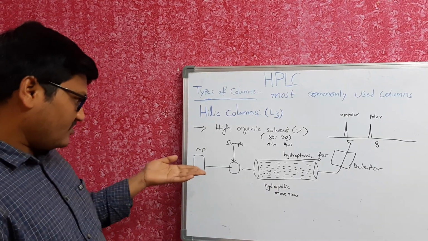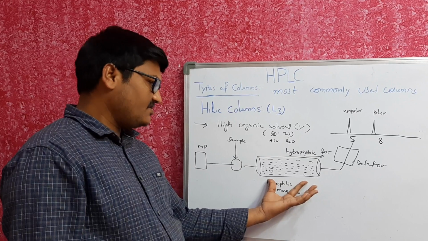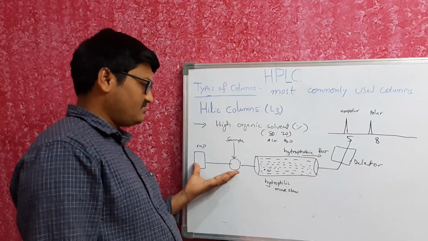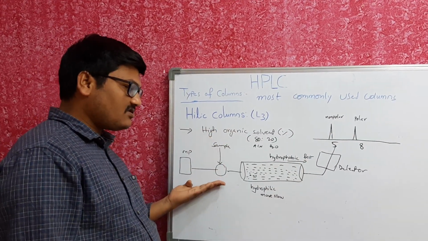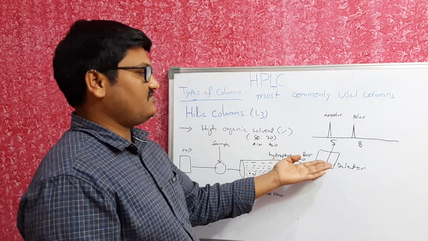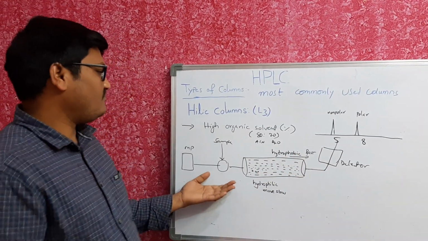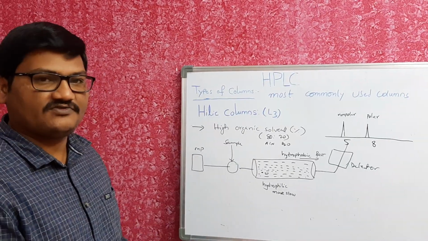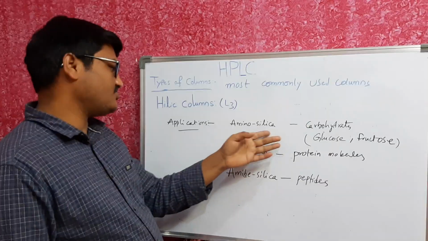So because of the normal phase, a highly polar stationary phase and a highly non-polar mobile phase, a non-polar sample soluble in non-polar solvent will elute very fast. That is an application for normal phase also. Here we have types of silica columns and their applications.